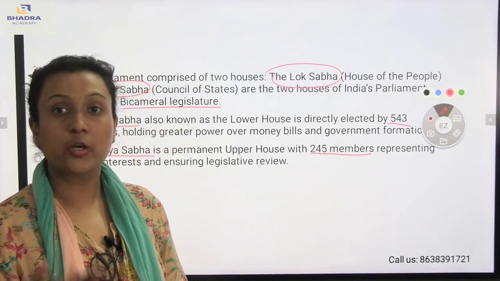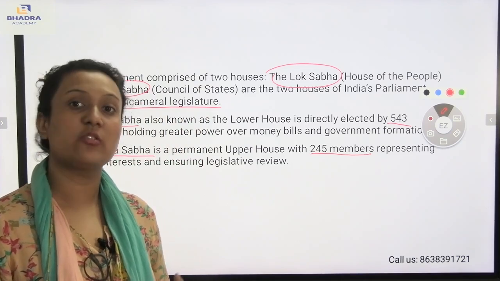Also, we have understood what is meant by the Parliament and what the bicameral legislature is.